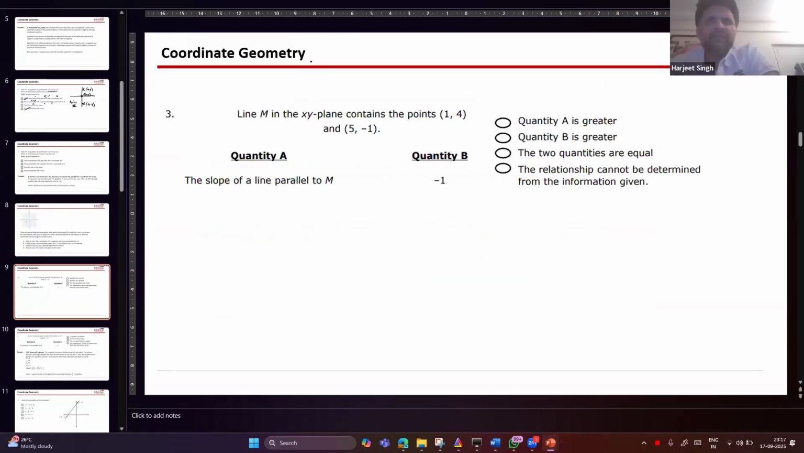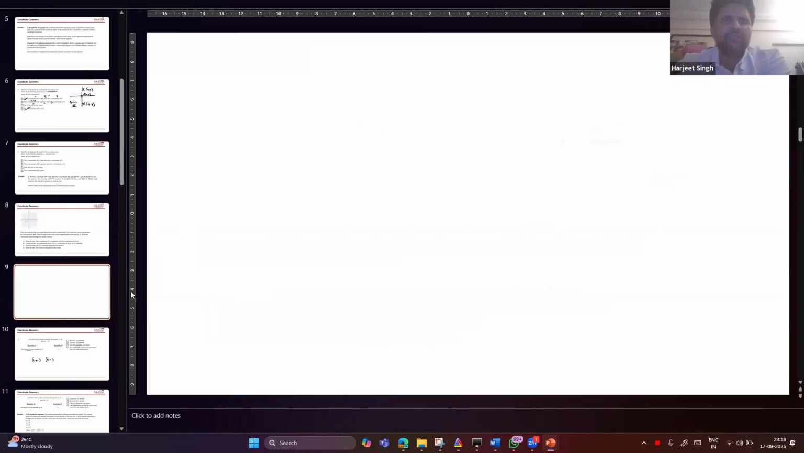Next question. Line M in the XY plane contains 2 points, 1 by 4 and 5 by minus 5 comma minus 1. Now they're asking us the slope of a line parallel to M. Now, before we solve this question, there are two things which I would like to tell you regarding slope.